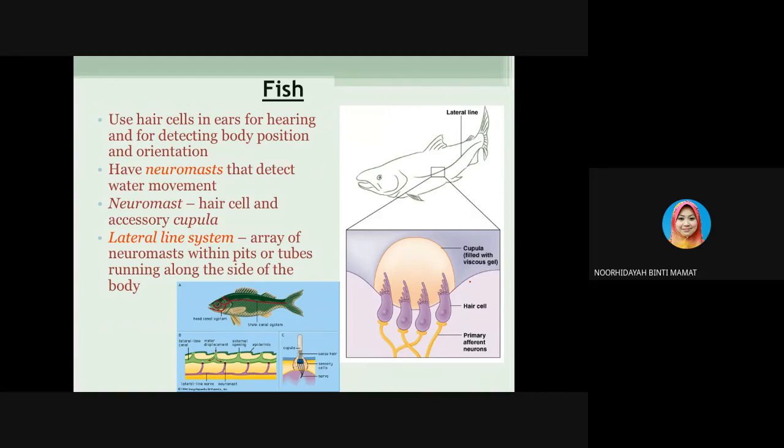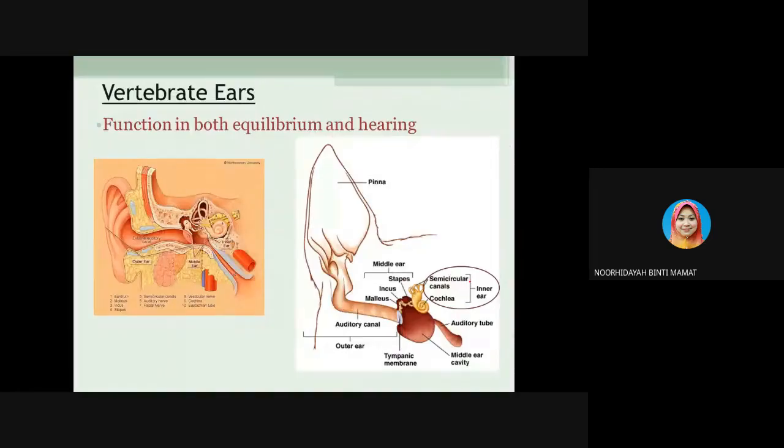So the fish also have the lateral line system, so an array of neuromasts within pits or tubes running along the sides of the body. So these neuromasts will detect the water movement in the fish. So the vertebrate ears function in both equilibrium and hearing. So they have three parts of the ear: the inner ear, the middle ear, and the outer ear. So this is the pinna.